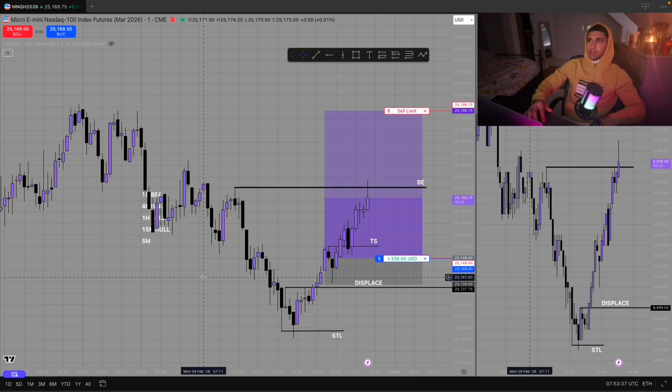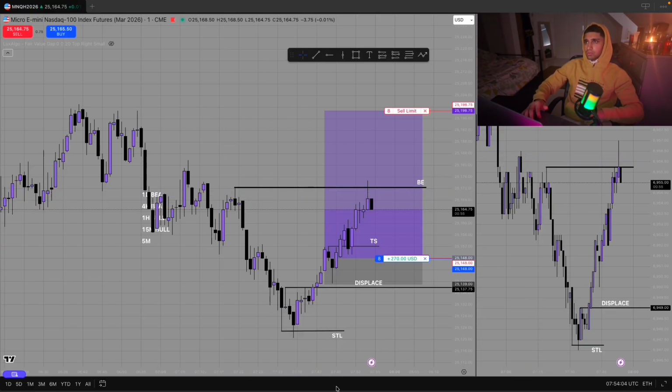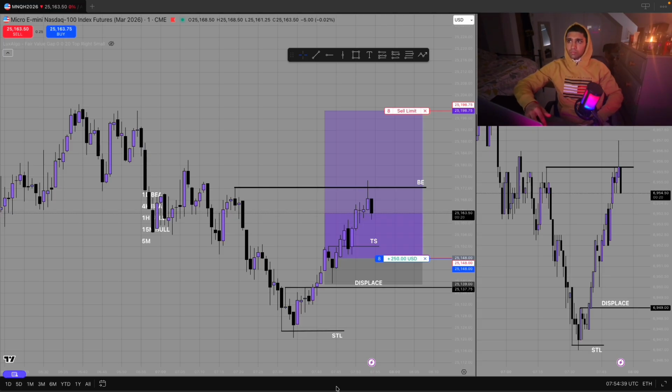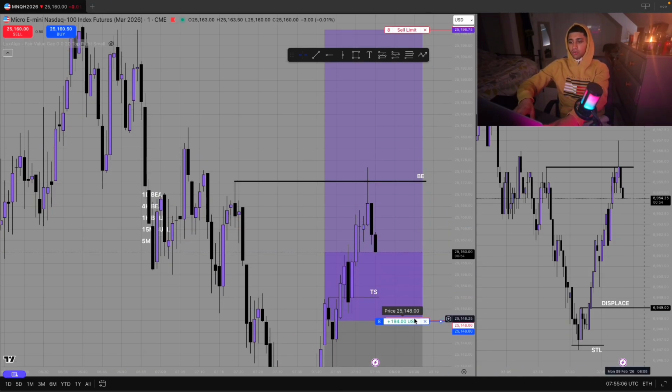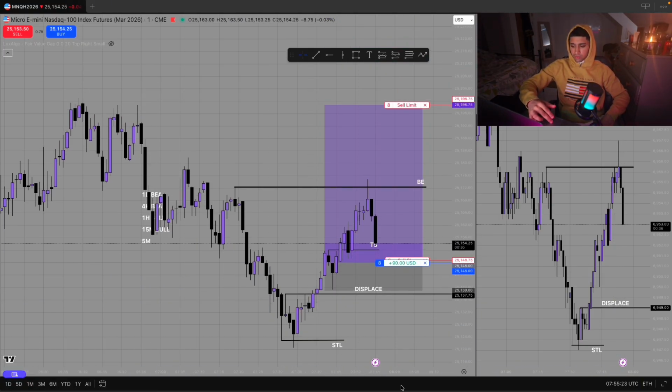So NQ has taken that original point of break even, and now we're just waiting to see if we get an acceleration higher or if price does want to come back lower. So no points to trail our stops further here. We've just currently got it at risk free at break even, so not trailed into a profit just as of yet.